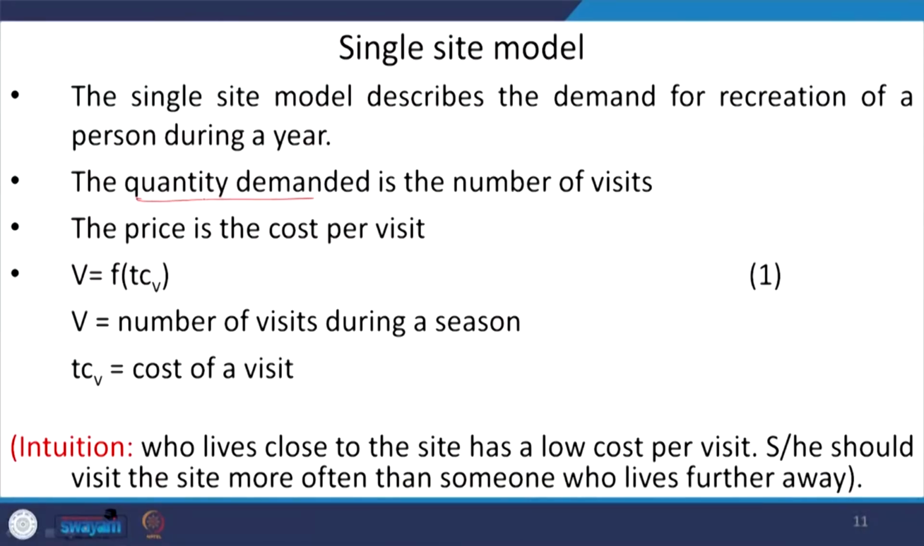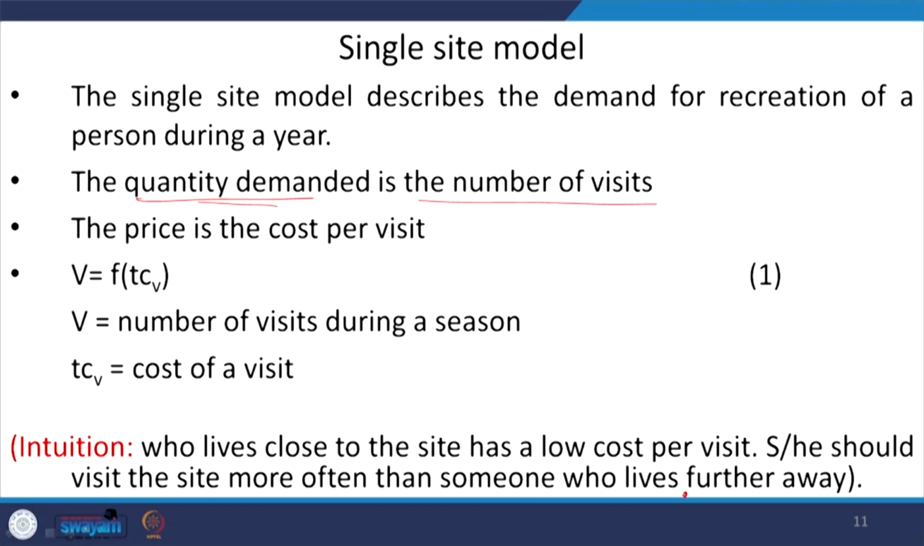In the case of the single site model, as you understand, the demand for recreation of a particular visitor is estimated during a period, preferably a year or 5 years. Here the quantity demanded is expressed in terms of the number of visits. How many times a particular visitor is visiting that particular recreational site in a year, whether 2 times, 5 times, 10 times or how many times. That is the demand the visitor is putting on that recreational spot.